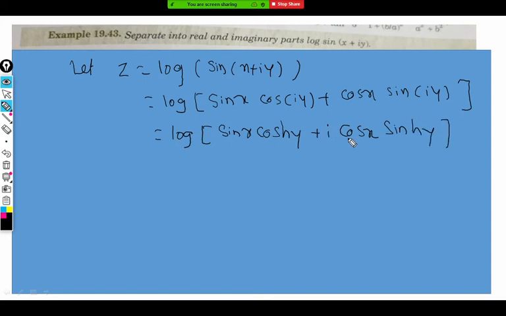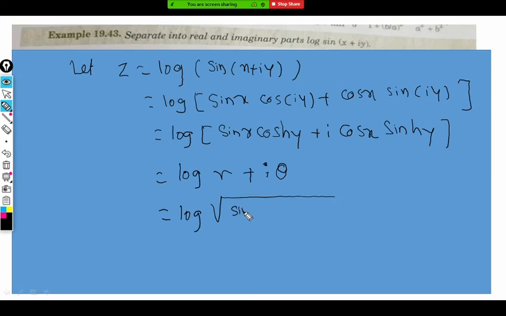Now, log of a complex number, it is like log of a plus ib. So the next step will be log r. This is by formula I am writing. Many of you are asking me how we can write it like this, where you can write r as root of x square plus y square.